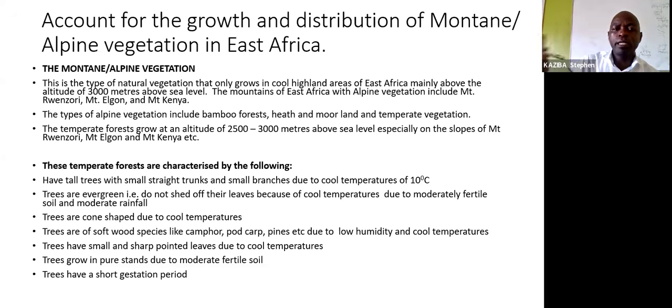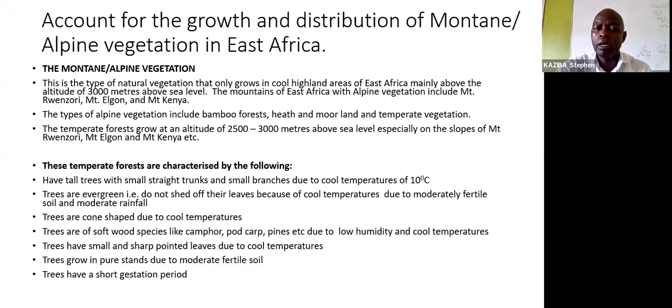Now, when you're explaining this question, you start with the first vegetation you see, and you have to put it clearly that between the altitude of 2,500 to 3,000 meters above sea level, especially on Mount Rwenzori, Elgon, and Kenya, we have temperate forests. Give us their characteristics, and as you give the characteristics, make sure you attach the reason. You tell us that they're characterized by the following characteristics.